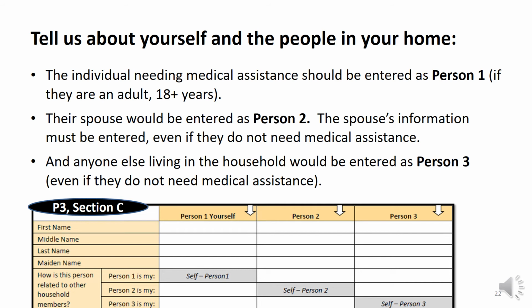What if the individual needing assistance is under 18 years of age? If an adult is filling out the application for someone younger than 18, then the adult is person 1, even if they don't need medical assistance, and the child needing medical assistance would be person 2. Also, you will need to attach another sheet of paper if more than 3 people reside in the home.